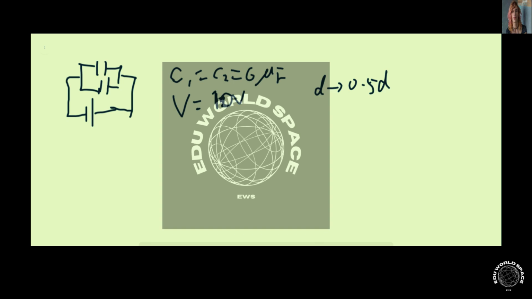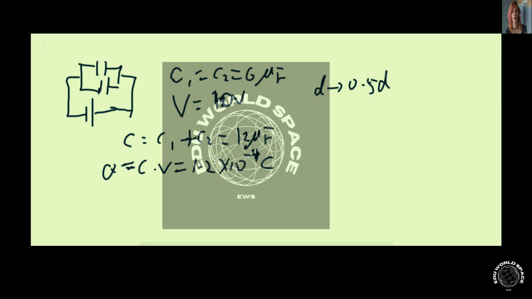To figure this out, we need to firstly determine the initial charge stored in the two capacitors. Because these two capacitors are connected in parallel, the total capacitance C equals C1 plus C2, equal to 12 microfarads, right? And Q, according to the definition of capacitance, equals C times V. C is the total capacitance and V is the voltage. So this is equal to 1.2 times 10 to the negative fourth coulombs. This is the charge stored in the two capacitors.